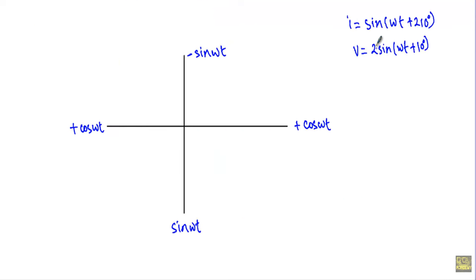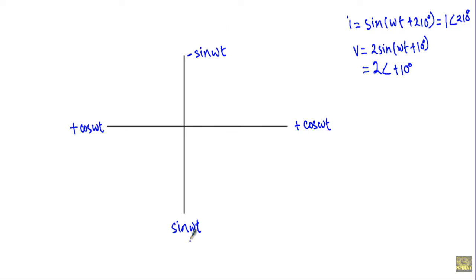I can also calculate the phase difference by using the complex sine cosine plane. Here I equal to sine omega t plus 210 degree. So I can write it like this: 1, phase angle will be 210 degree or positive 210 degree. If I consider this V equal to 2 sine omega t plus 10 degree, if I convert that into a phasor, I will get 2, phase angle will be plus 10 degree.